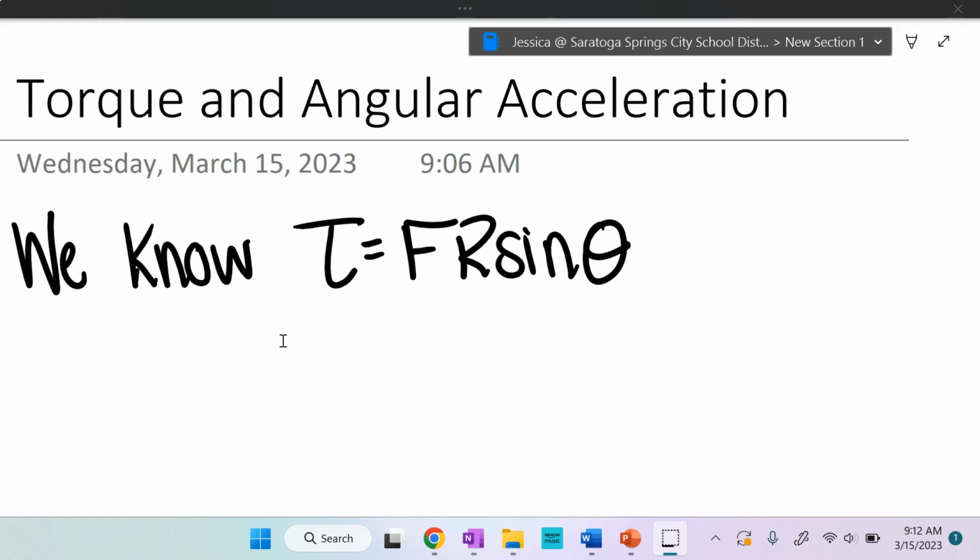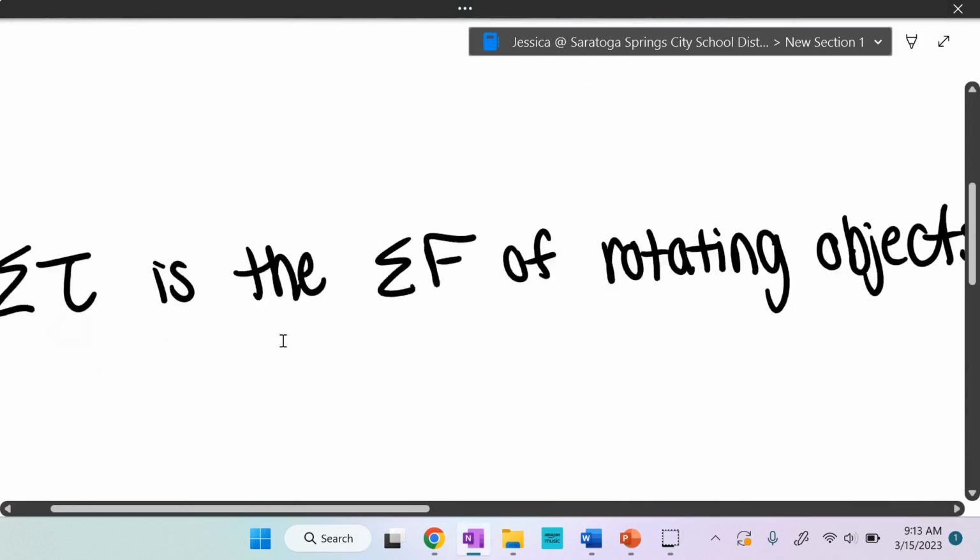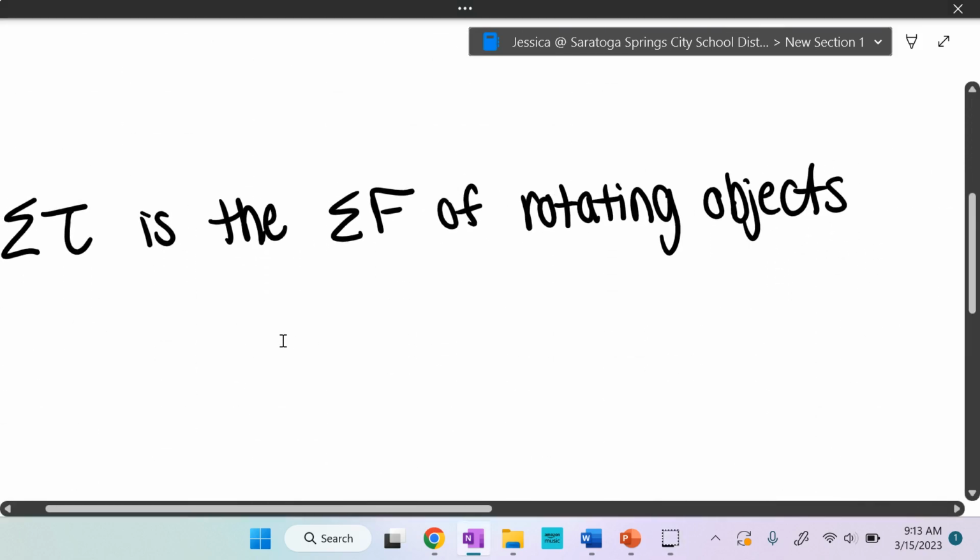Okay, so we can kind of think of net torque as the net force of rotating objects. We know that when there is a net force acting on an object, it moves linearly. So we know if there's a net torque on an object, it rotates. So maybe we can use that to come up with something. If there's a net force, we can quantify that movement with a linear acceleration, sometimes called a translational acceleration. So we need something to quantify torque with. Well, maybe we quantify it with an angular acceleration.